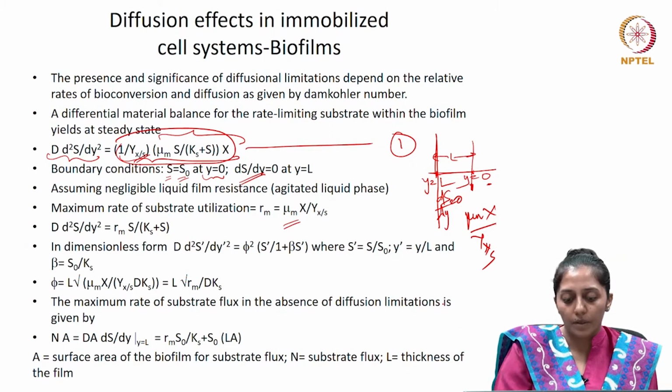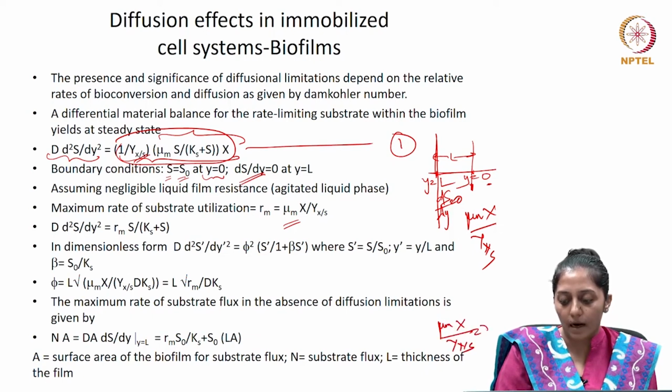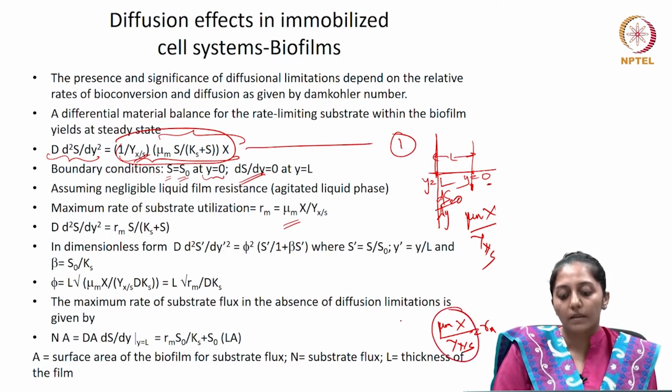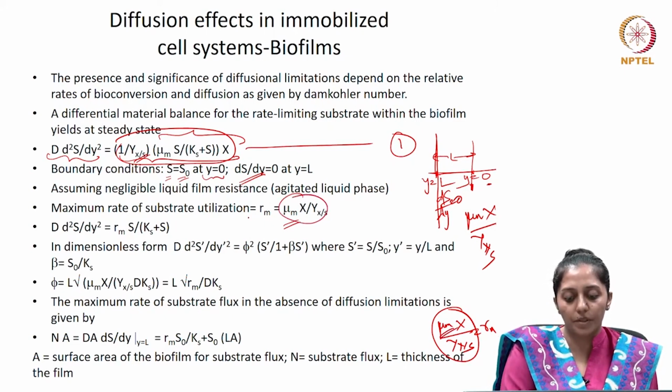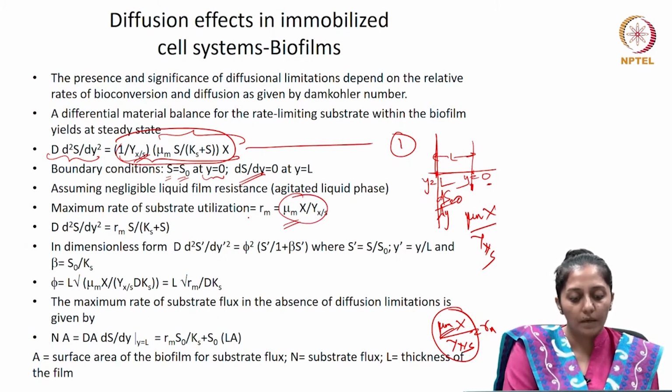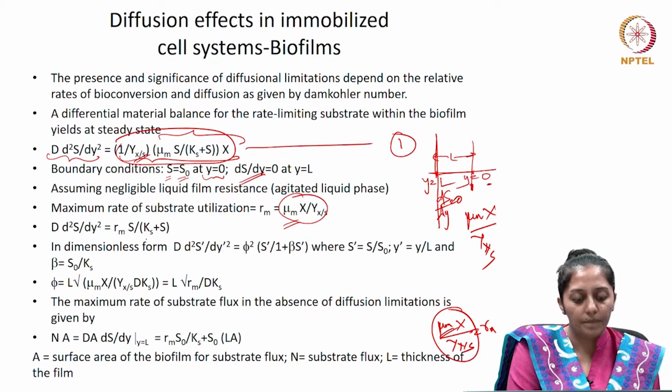So, now we will substitute in equation 1 the value of mu m x by y x by s as Rm. This is nothing but the maximum rate of substrate utilization possible. So, if there is maximum rate of substrate utilization, why? Because your culture is growing at its mu max. So, then this has been substituted as Rm in equation 1, and your equation 1 can then become equation 2 as shown here. So, after doing the substitution, it becomes equation 2.